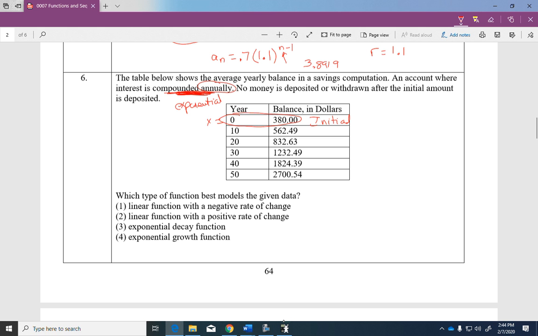They're giving me the y-intercept, so when I write my equation, if I were to write it, I'm not going to do an n minus 1. Which type of function best models the given data? So they're not even asking me to write it. They're asking me which one. Well, I already said it's exponential, so it's not choice 1 or 2. And you can see that the money is growing as the x's get larger, therefore it's exponential growth.